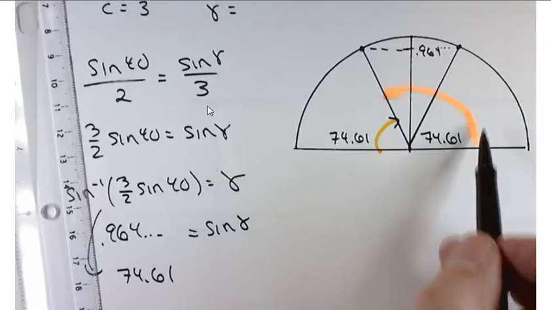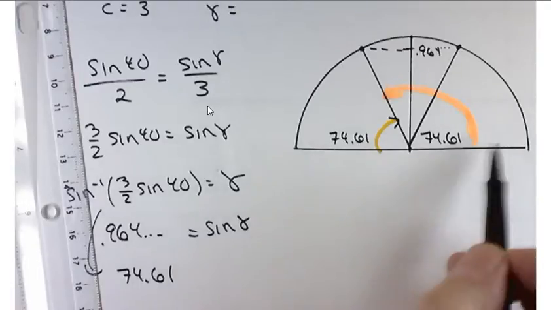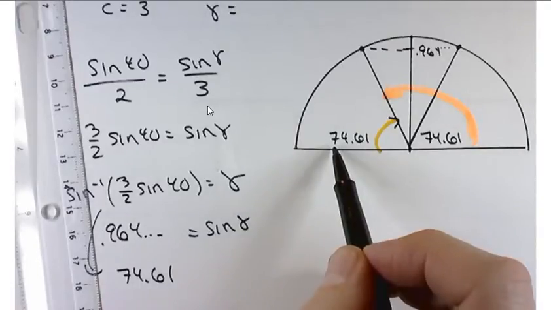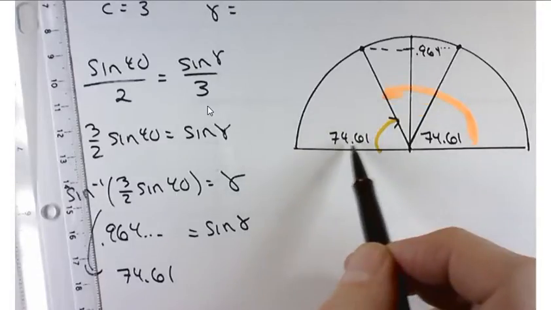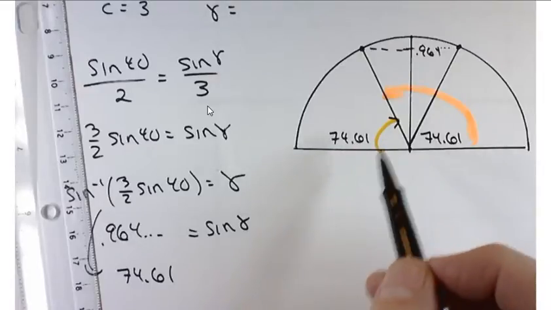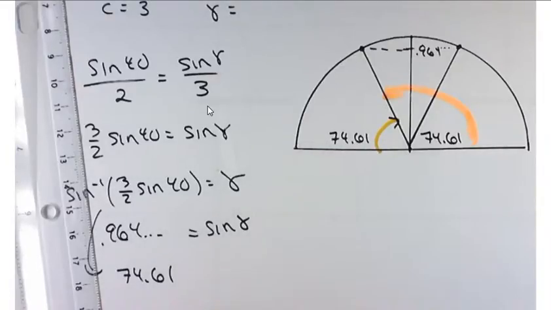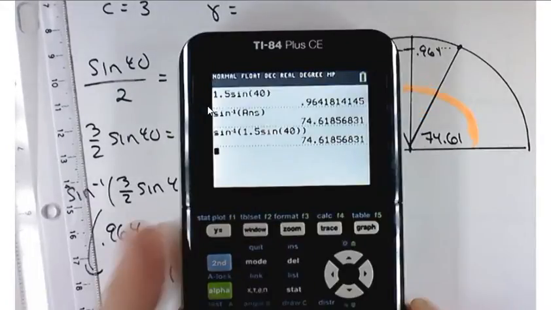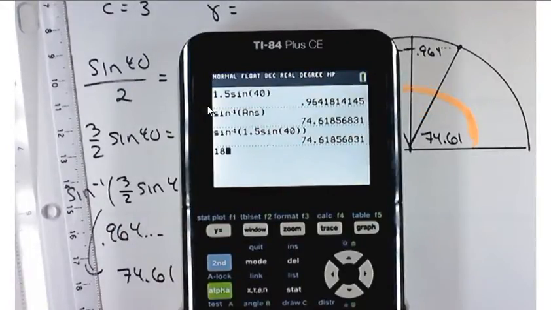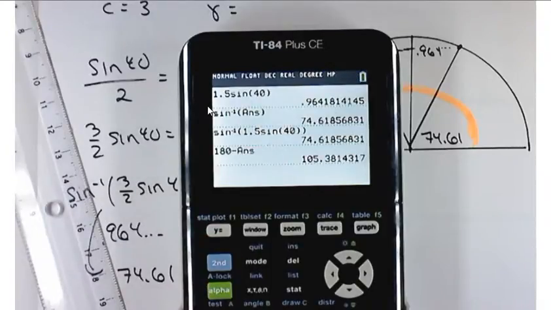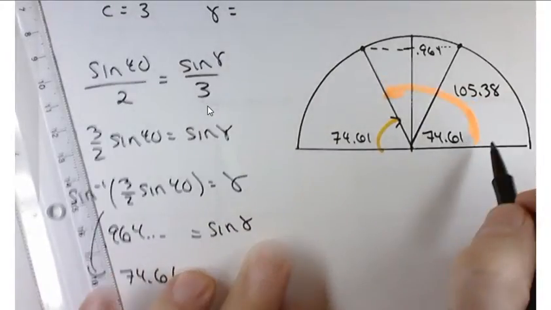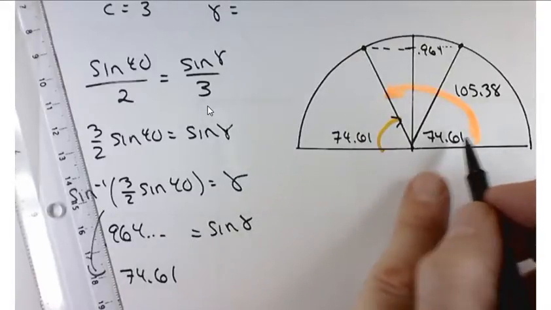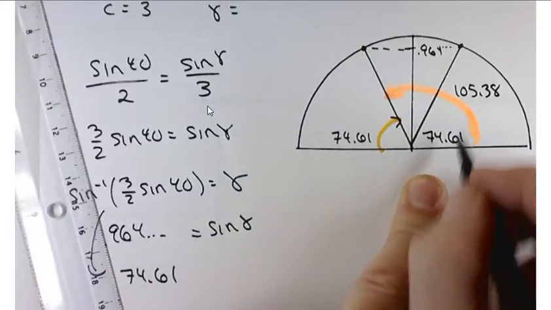So how about we go here? If we start out here, halfway around the unit circle is what? 180. We're not going quite that far. So how far do we go? 180 minus 74.61. All right, so that's going to be our other angle. So let's do that on our calculators here. I can do 180 minus the previous answer, 105.38. So this other answer here is 105.38. And this should probably have been 74.62 if I had rounded it carefully.